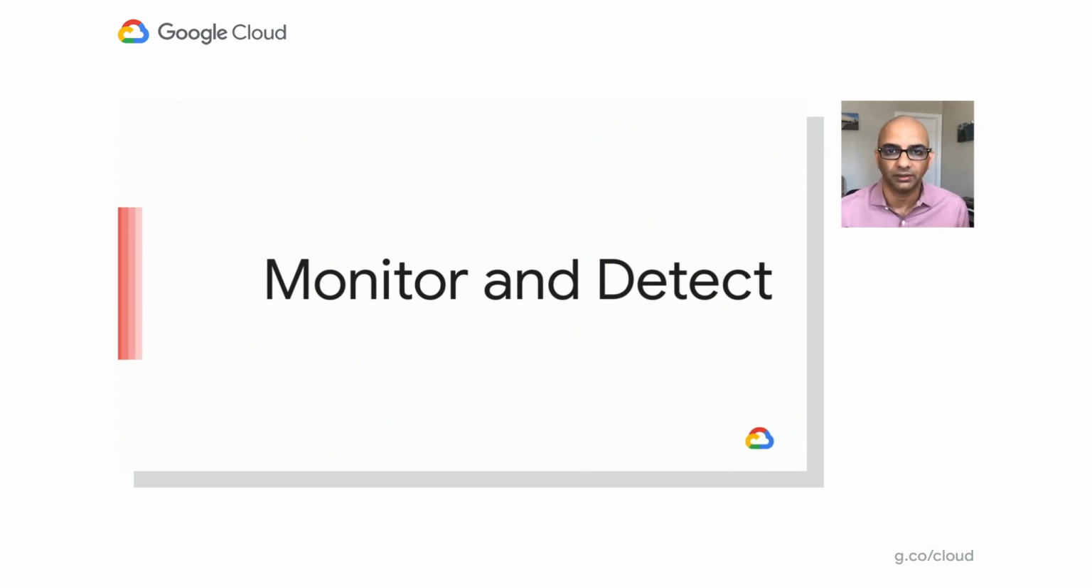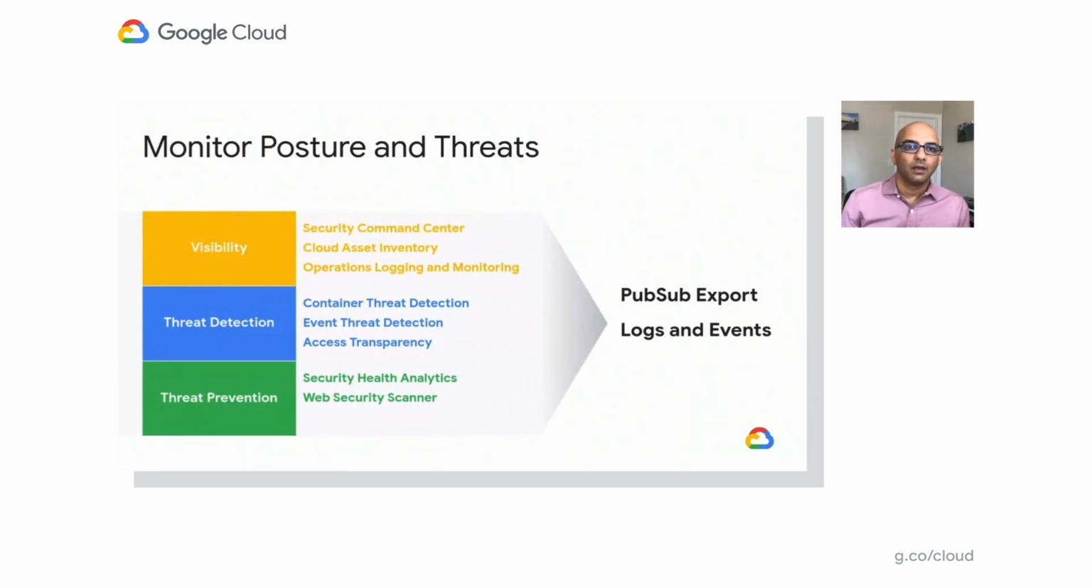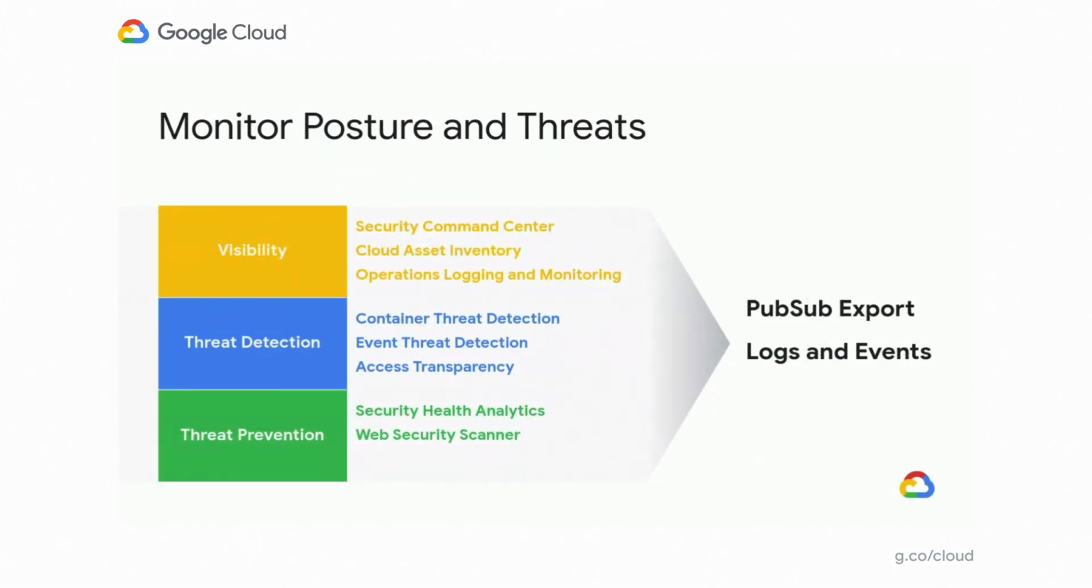The fourth step is to enable monitoring and detection for any incidents. Now, you have done your best to configure everything securely, but how do you know you did it right? In order to know that, we provide you with a three-layered stack going from the bottom. We provide you with Security Health Analytics and Web Security Scanner that analyze your configuration to prevent threats because of a misconfiguration. The layer above that is a set of threat detection capabilities, which is Container Threat Detection, Event Threat Detection, and Access Transparency. Access Transparency enables you to understand how a Google administrator may have accessed your resources. And all of this information is available through a single pane of glass via the Cloud Security Command Center.